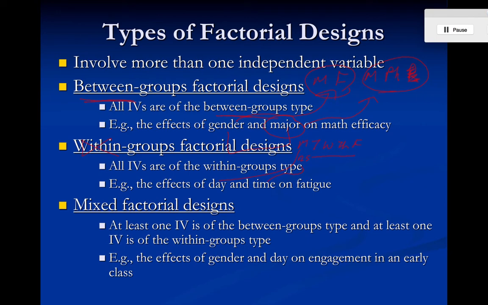So now think of something like the effects of gender and day on engagement in early classes. So in other words, you can only be in the male or the female group. So this one is between. Okay, so gender is between because it requires you to only be in one group. Those are mutually exclusive groups. But day, now we're allowing you to be in there Monday, Tuesday, Wednesday, Thursday, Friday. So in other words, Matt comes in, he's male, he's tested Monday, Tuesday, Wednesday, Thursday, Friday. But he's only in the male group. He's not in the female group. So here, since gender is not within, I'm now going to classify it as mixed. All right, so those are our 3 types of research designs that we're dealing with.